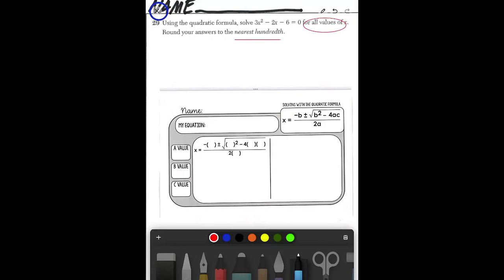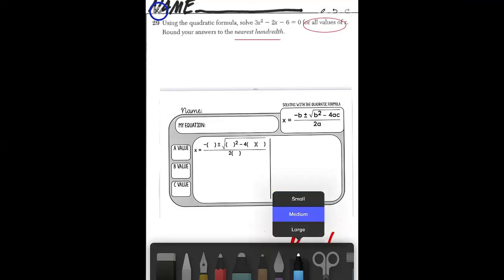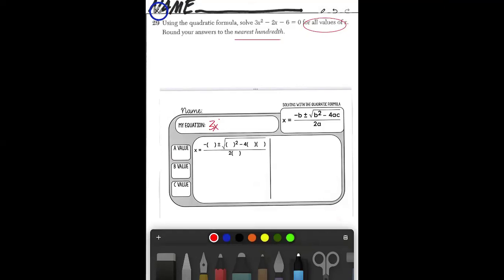Now, we're going to use this graphical organizer, and I'm going to show you how to do it. We're just going to take the equation and write it down here. So this is going to be 3x squared minus 2x minus 6 equals 0. I just rewrote the equation.